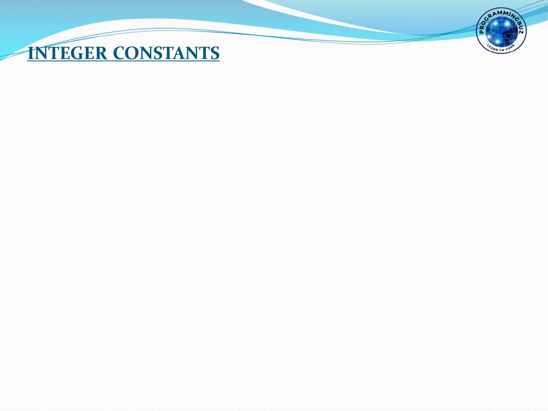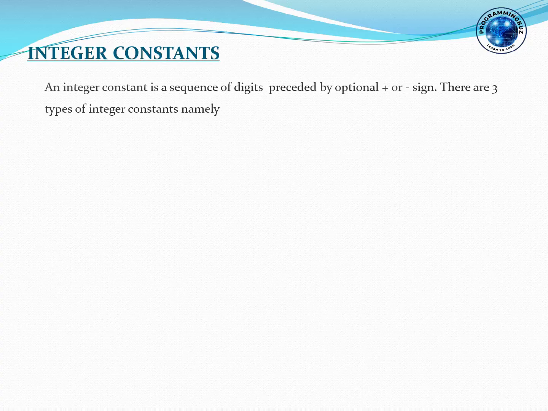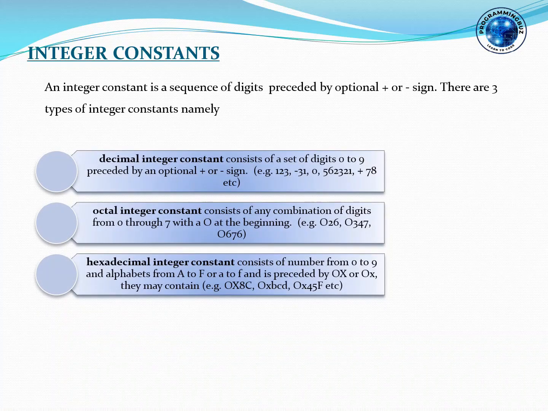Firstly, we will discuss the integer constant. An integer constant is a sequence of digits preceded by an optional plus or minus sign. There are three types of integer constants, namely decimal integer constant, octal integer constant, and hexadecimal integer constant. Actually, these types of integers are according to the number systems.